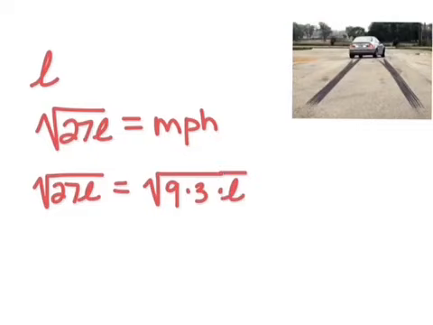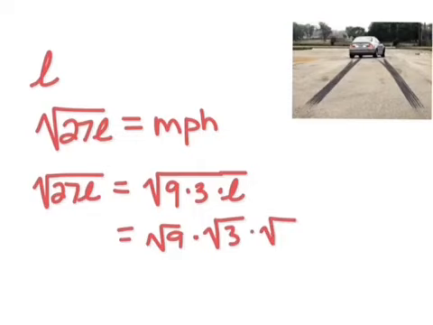Now we'll break this apart using the product property. So this will become the square root of 9 times the square root of 3 times the square root of L. So this will become 3 times the square root, we can mash these back together, of 3L. Okay, so our simplified version is 3 times the square root of 3L. You'd write it like this.